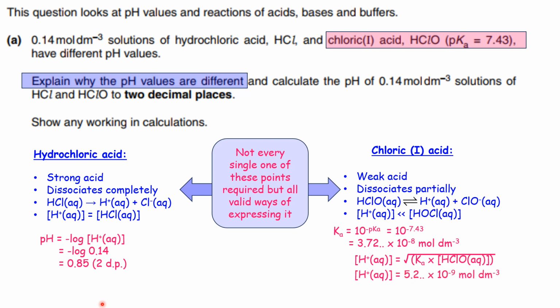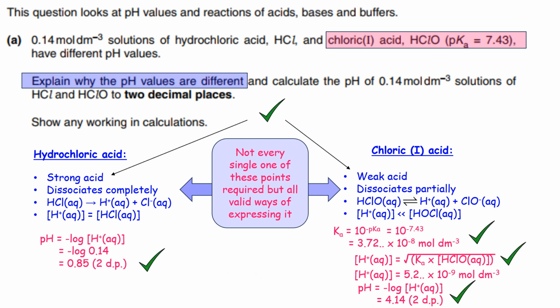That gives us 5.2, and the dots mean that it's a shortened version, so it's truncated. So I'm using the calculator value. So I'd plug that calculator value into pH equals minus log [H+], which gives me 4.14 with 2 decimal places. Notice 2 decimal places is the standard way of expressing pH values. So that's where our 5 marks come from.